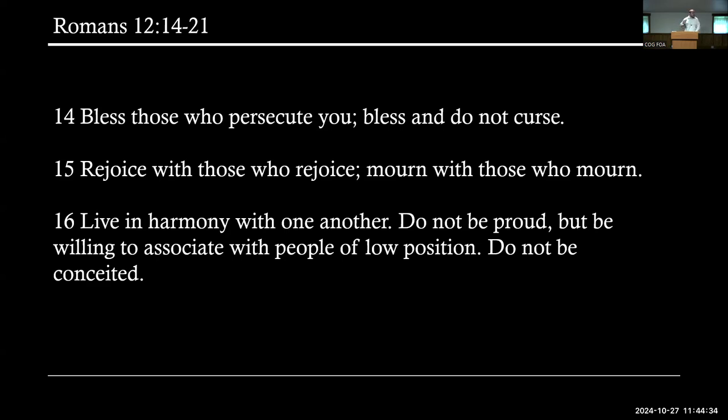It's in this context that the next verses that are commonly referred to are read. But what we're told right here is we're supposed to bless those that persecute us. We're not supposed to be the avenger. We're not supposed to be the executor of justice. We're supposed to bless those that persecute us. We're supposed to live in harmony with one another. We're supposed to not be proud or conceited.